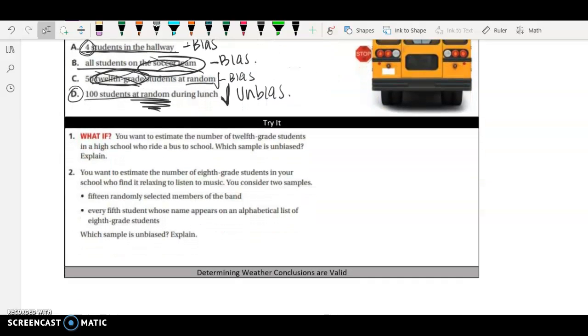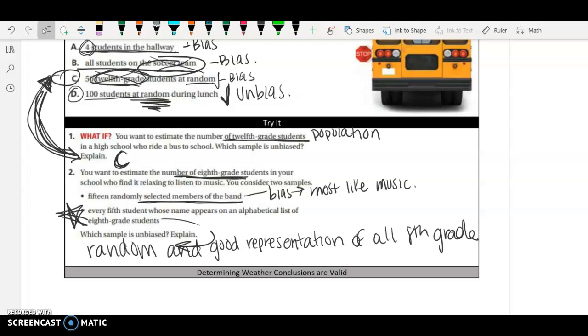So I want you to try 1 and 2 on your own, and then you're going to check your answers with mine. Number 1, it says you want to estimate the number of 12th grade students in high school who ride the bus. So now I'm only looking at 12th grade. So now I would pick C because I only want to ask 12th graders. If I only care about how many 12th graders are riding the bus, then I'm not going to ask people from other grades. So I'm going to go back up here and I'm going to pick option C.